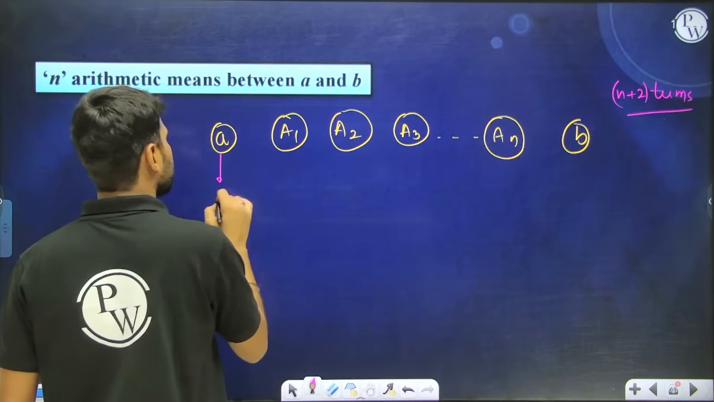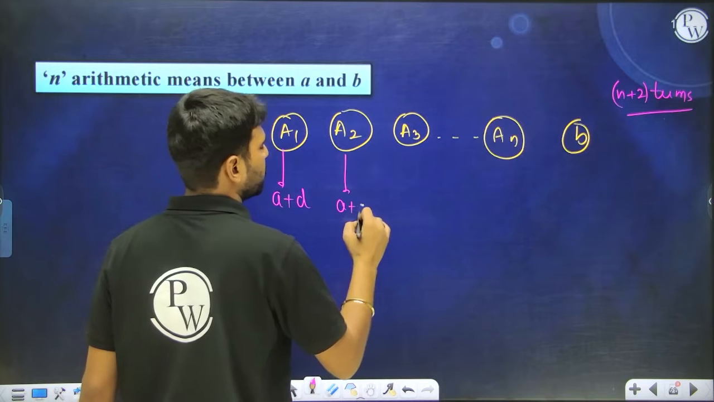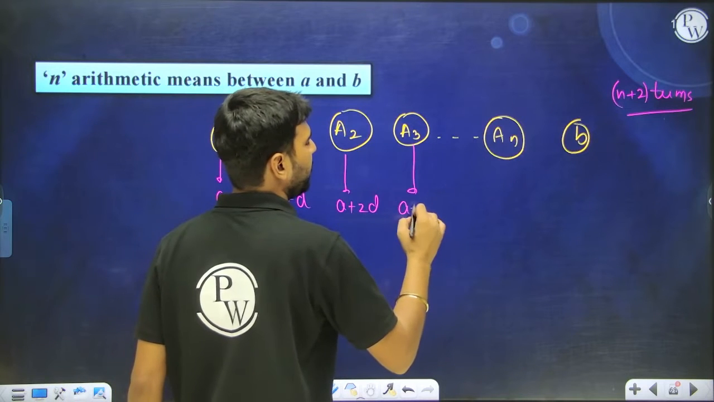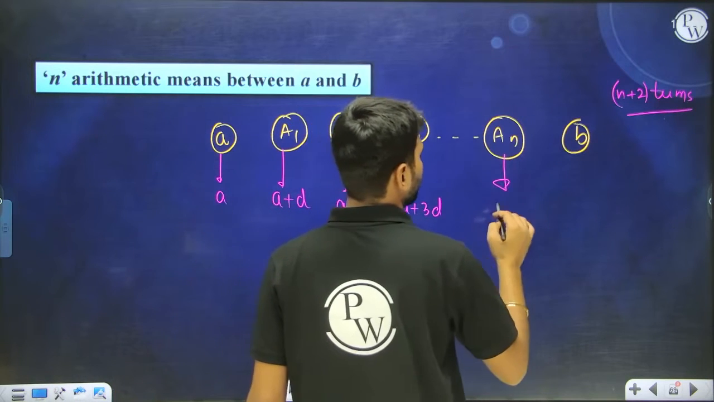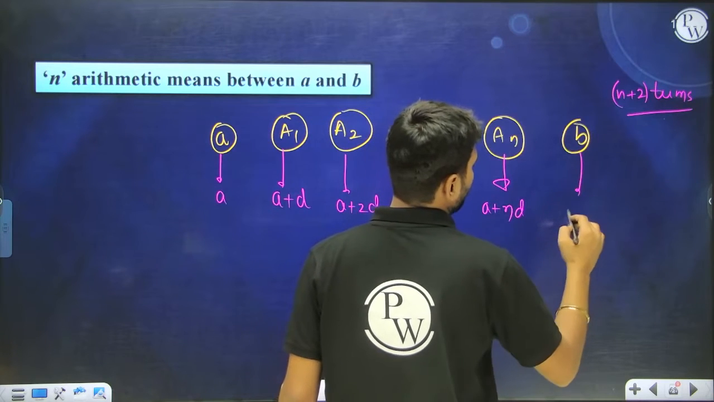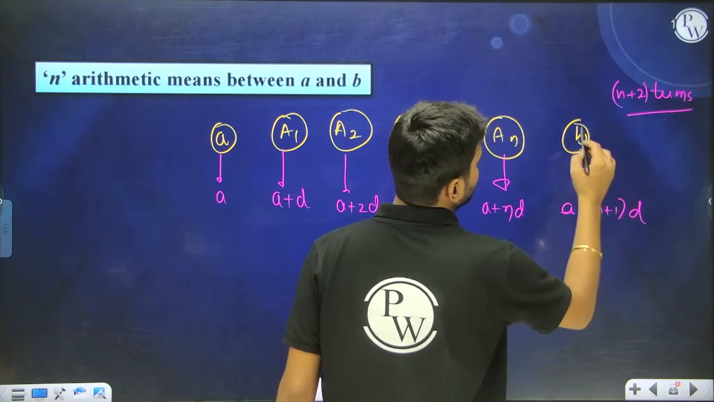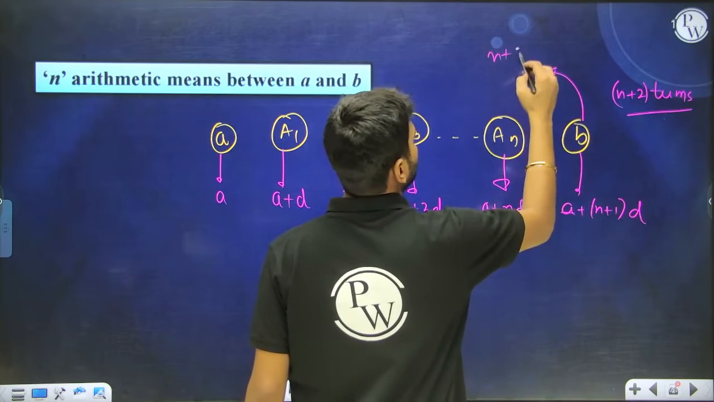So if this is the first term, this will be the second term, A plus D, this will be the third term of the AP, A plus 2D, this will be the fourth term of the AP, A plus 3D, and so on. This will be the n plus 1th term, that is equal to A plus nD, and this will be A plus (n plus 1) into D. This is basically the n plus 2th term of the AP.